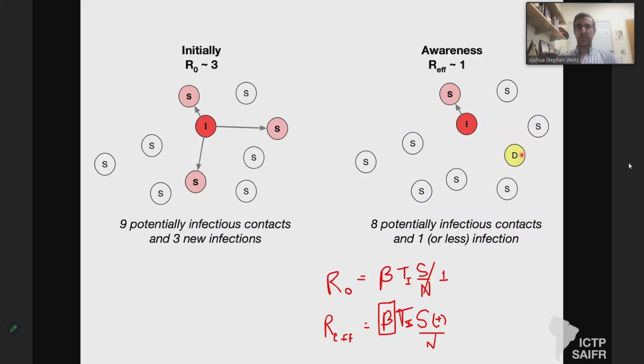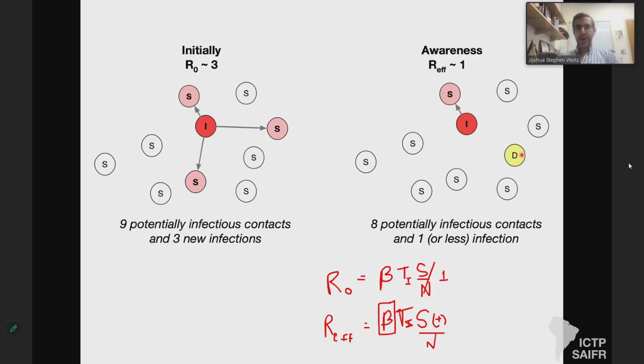What are you calling potentially infectious contacts? Are these contacts where people are talking one-to-one, not wearing a mask? What is that potentially infectious contact? Because I thought awareness would diminish the number of potentially infectious contacts per se.